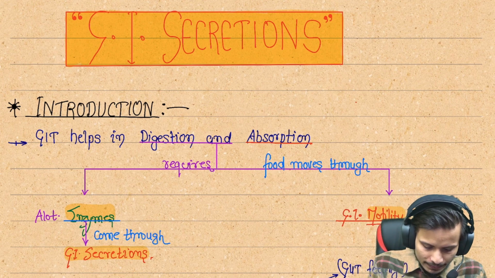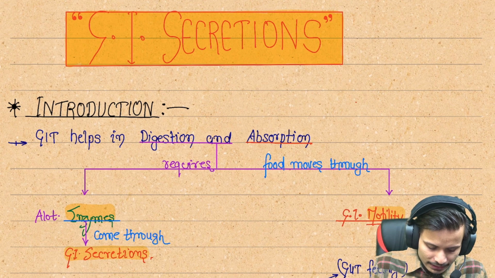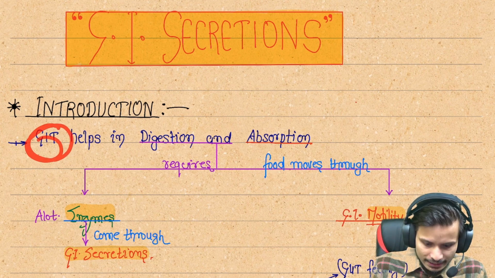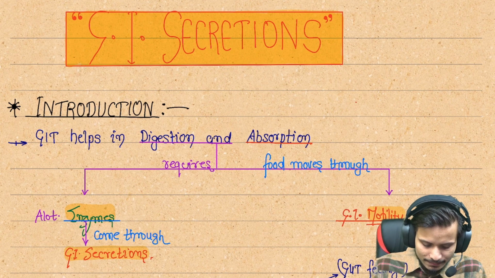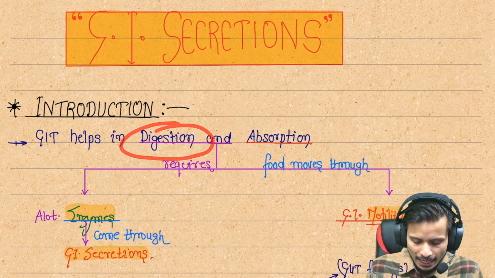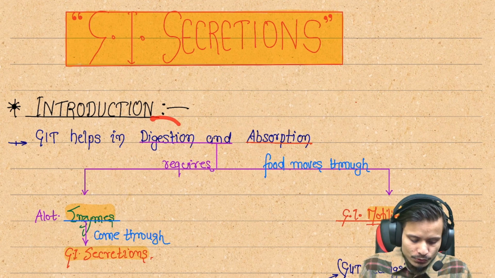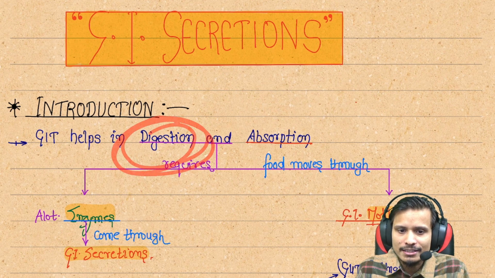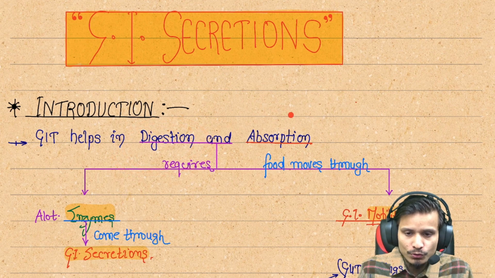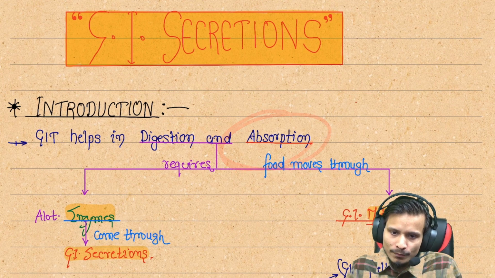Let's see here. We can see there is a GIT. What is the main role of the GIT? Basically the main role is digestion and absorption. Any molecule is going to be digested, which means it is converted into simple substances, simple molecules, and after that it is absorbed in our GIT system.